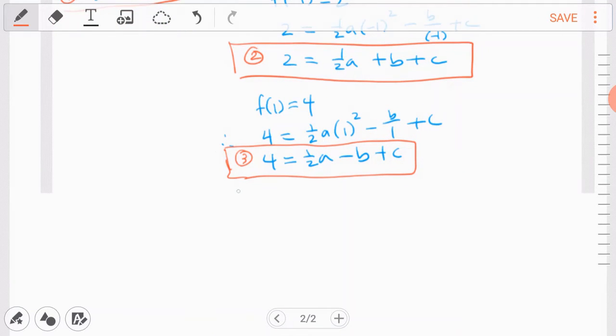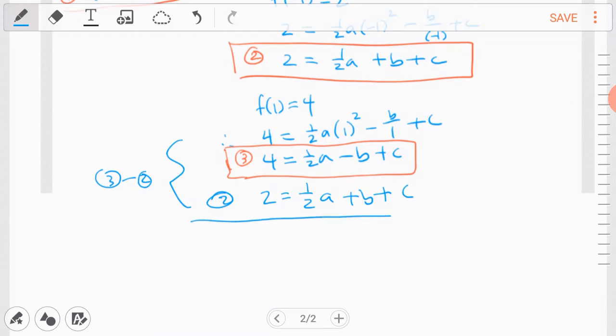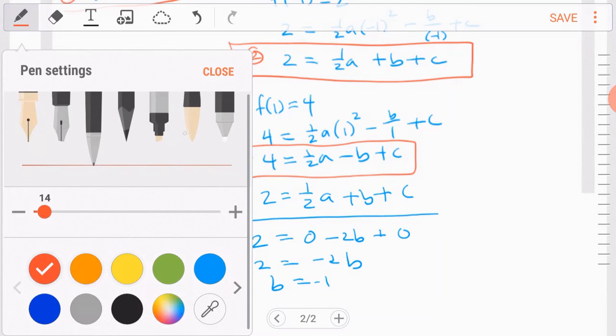We're going to write equation 3 and equation 2 here so we can eliminate these two equations. We have 2 is equal to 1 over 2a, and this is equation 2, plus b plus c. Taking these two equations, we can subtract 3 minus 2, and we can eliminate the a and c terms to solve for b. So subtracting 3 with 2, we get 2 is equal to 0, and negative b minus b is equal to minus 2b, and c minus c is equal to 0. So we get 2 is equal to negative 2b, b is equal to negative 1. So there is our first constant solved.